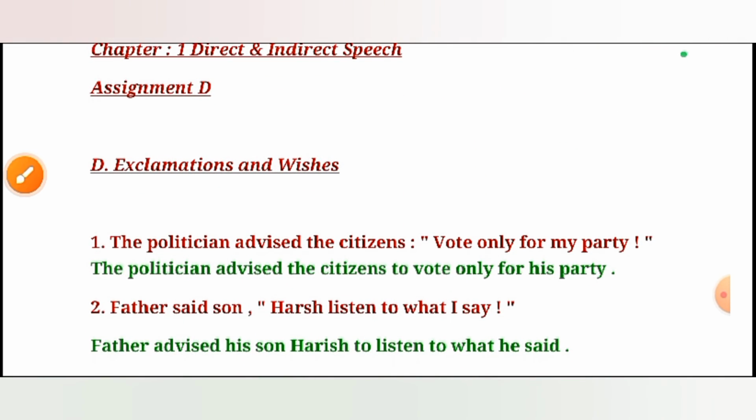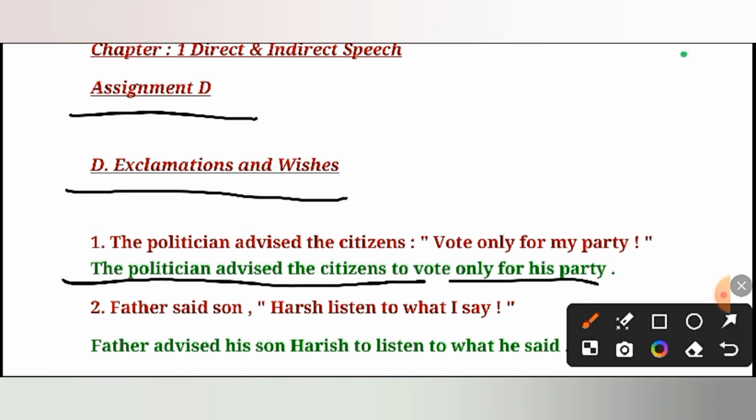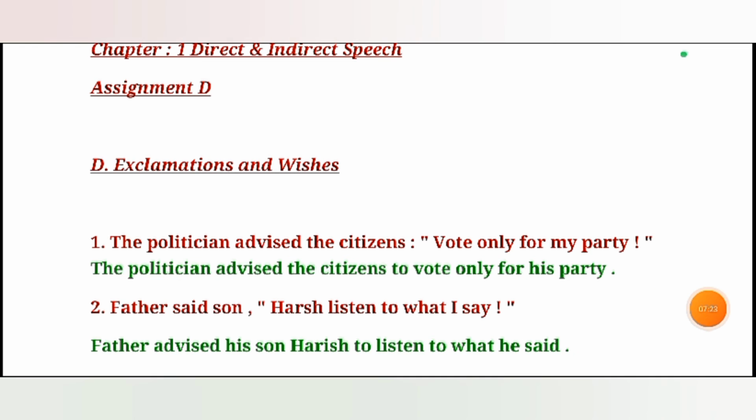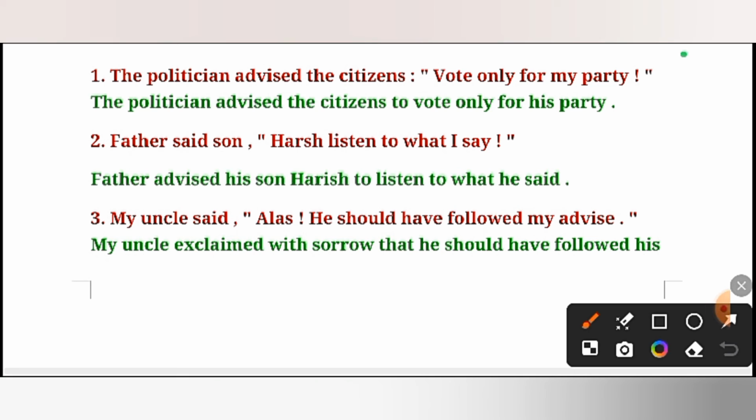Now assignment D, which is based on exclamations and wishes. First, the politician advised the citizens, vote only for my party. So the politician advised the citizens to vote only for his party. See, the pronoun is changing. I hope all the rules are clear to everybody. Now, father said, son Harsh, listen to what I say. Father advised his son Harsh to listen to what he said.